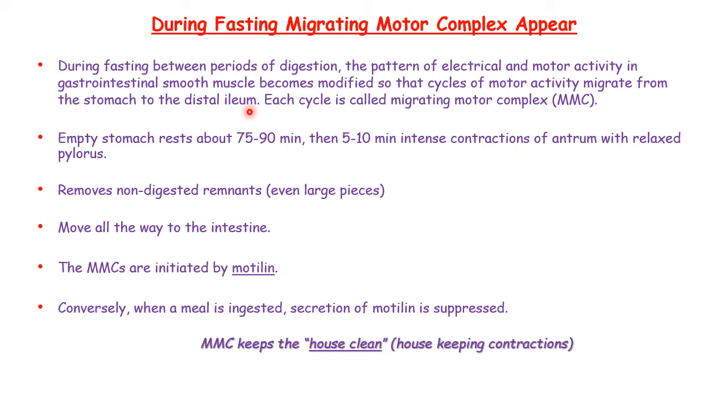This migrating motor complex will start from the stomach until reaching the distal ileum. And what is the function? It is to remove the non-digested remnants or any secretions remaining in the stomach. Usually the empty stomach rests for 75 to 90 minutes, then for 5 to 10 minutes there is intense contraction of the antrum with a relaxed pylorus, allowing the migrating motor complex to remove the secretions and the non-digested remnants, and then it will continue reaching the duodenum, jejunum, and ileum.